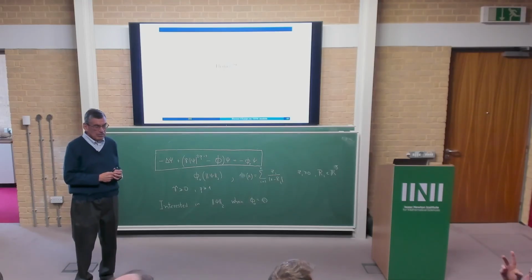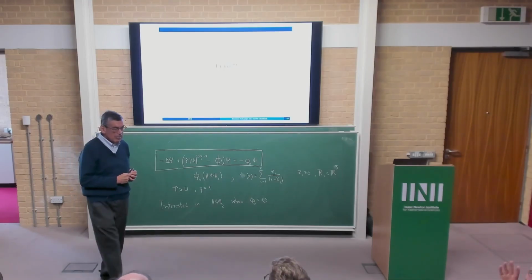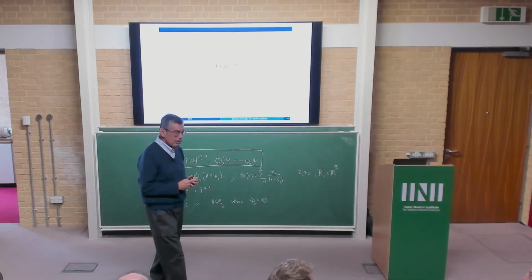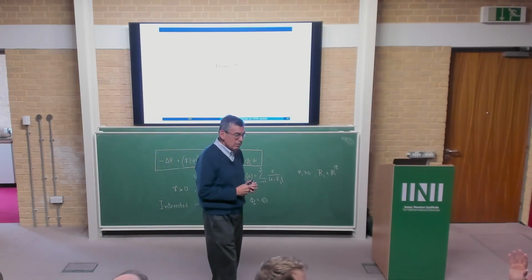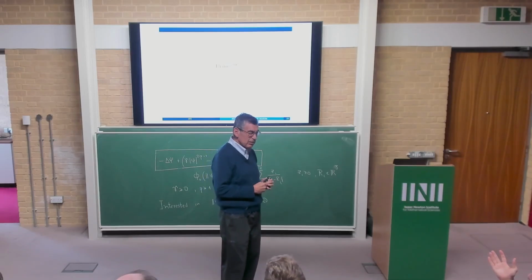Can I ask a philosophical question out of sheer ignorance? You said that in the Thomas Fermi model, you don't have an excess charge problem. Yeah. So why introduce the von Weizsäcker correction?